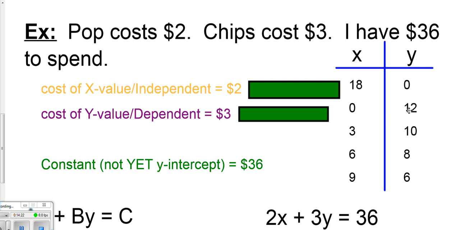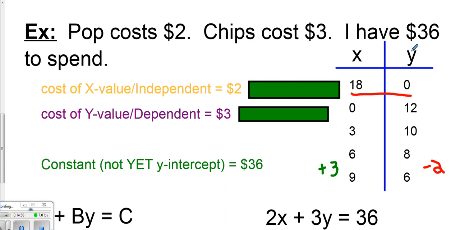So I made a couple of quick things on my table here, just a few data points, because I wanted you to notice something here. I'm calling X the number of pops. I'm calling Y the number of chips. As I look down my table, the number of pops that I buy is increasing by 3. At the same time, the number, we're starting right here, by the way, increasing by 3. The number of chip bags is decreasing by 2.